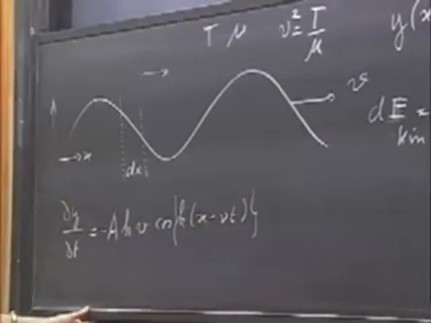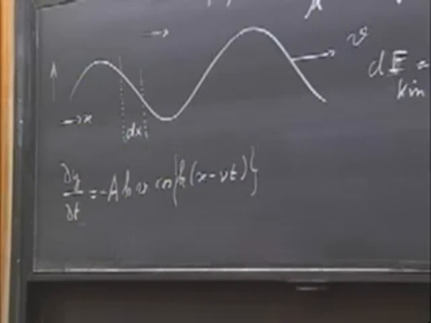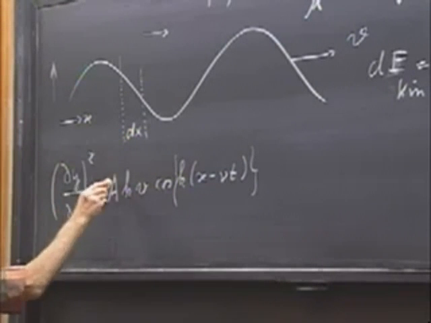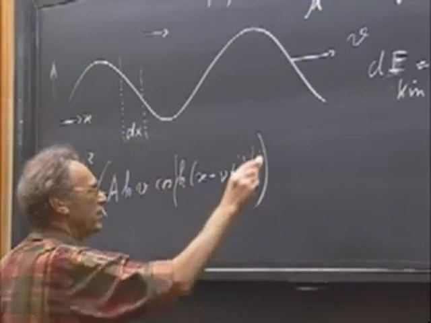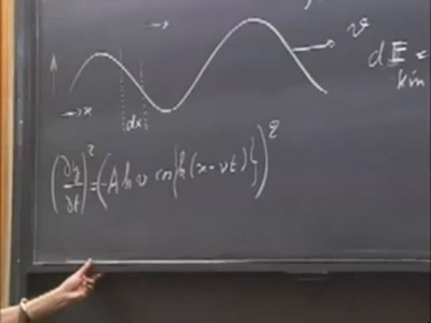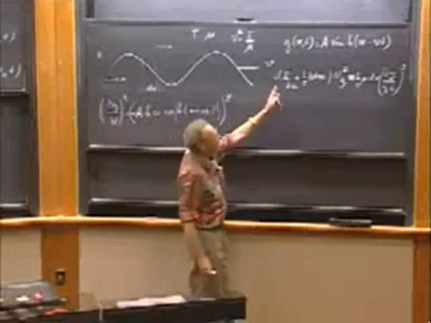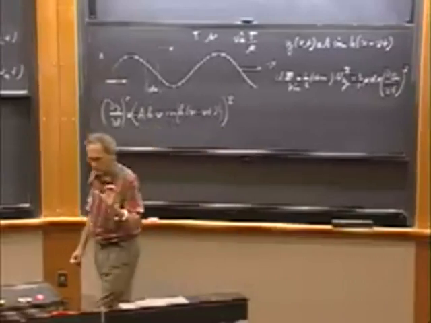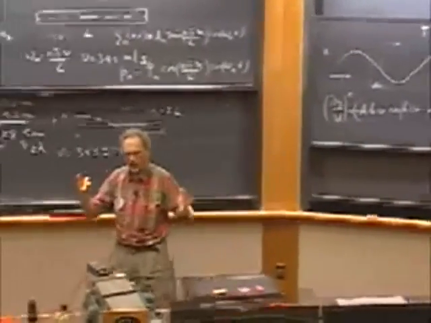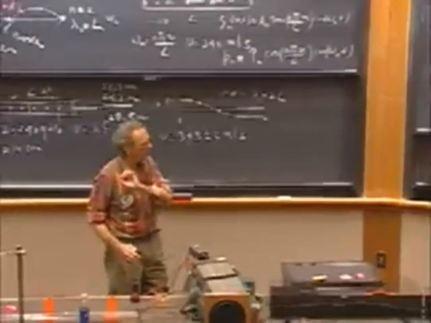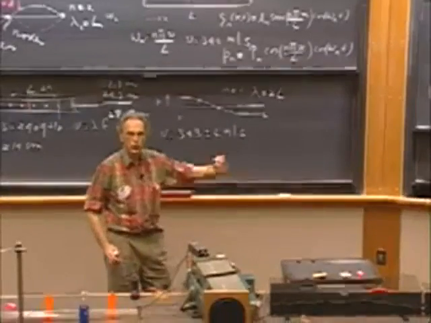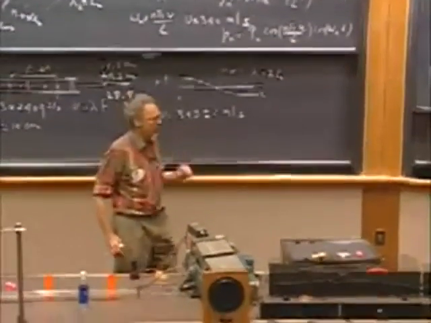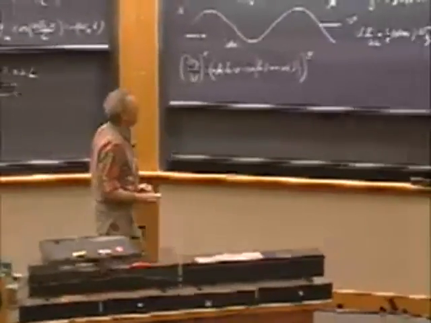I should have put brackets around there too, but that's self-explanatory. And now I want to know what the square of this is. So I'm going to square this. Now I can calculate what the total energy is, kinetic energy, in one wavelength. All I have to do is integrate now from 0 to lambda to get the total energy in one wavelength. So I'm going to do that.